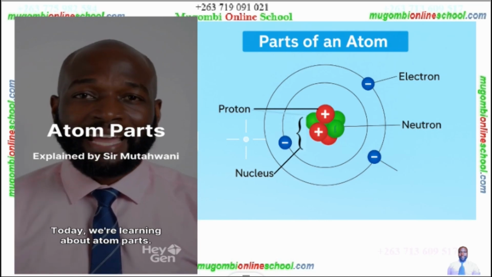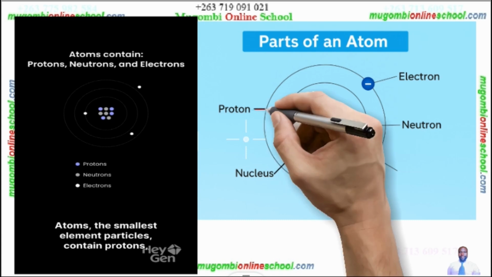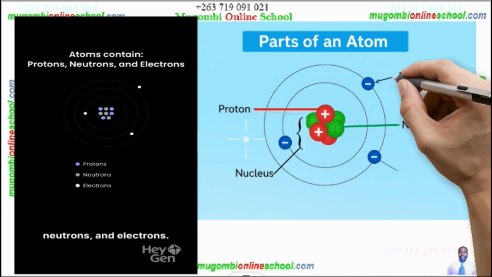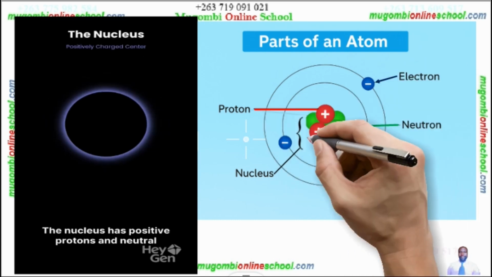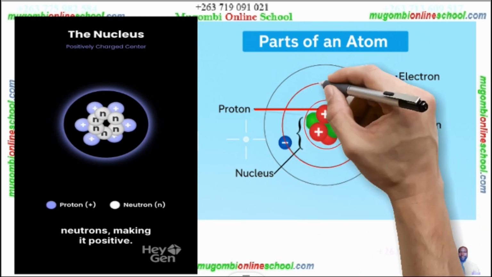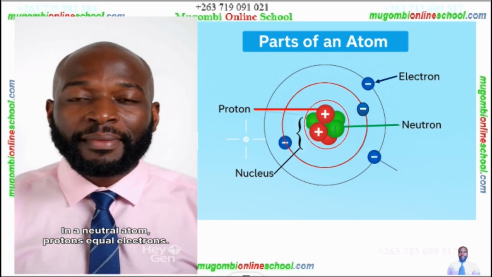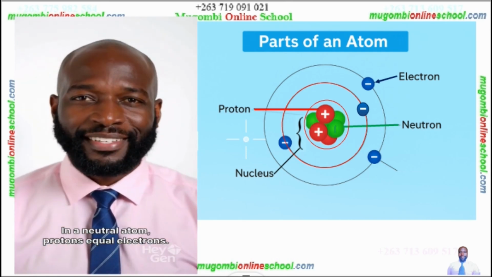Today we're learning about atom parts. Atoms, the smallest element particles, contain protons, neutrons, and electrons. The nucleus has positive protons and neutral neutrons, making it positive. Electrons orbit the nucleus. In a neutral atom, protons equal electrons.